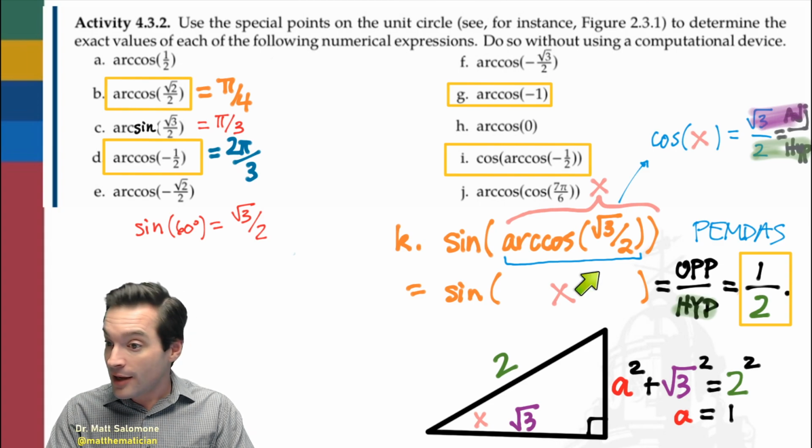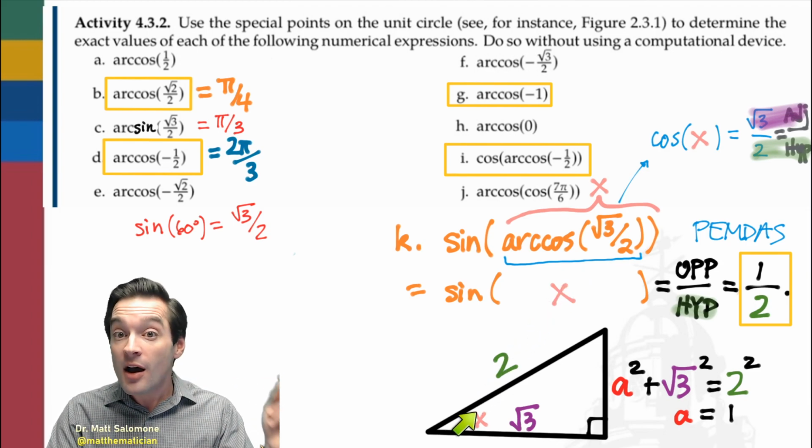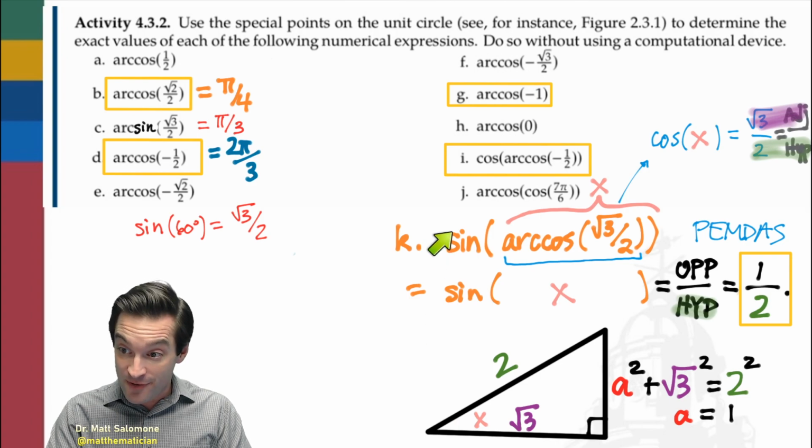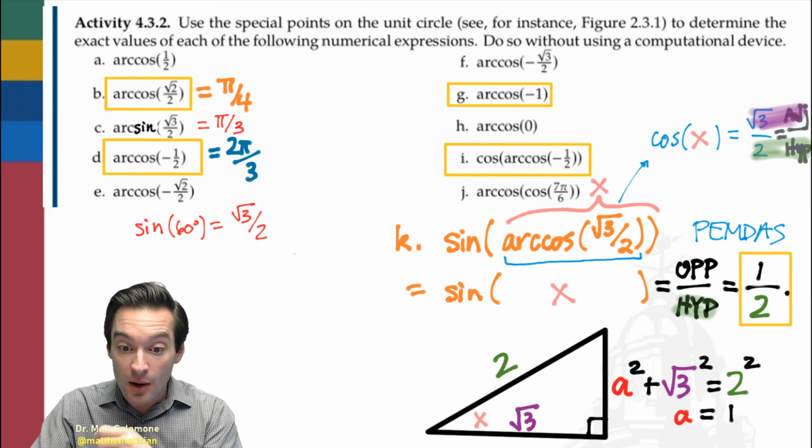In this example, I constructed a triangle that has an angle x in it, whose cosine is the square root of 3 over 2. That angle is, by definition, the arc cosine of the square root of 3 over 2. And if I then need to know what the sine of that angle is, I can use what I know about right triangle trigonometry. That's SOHCAHTOA working for you.